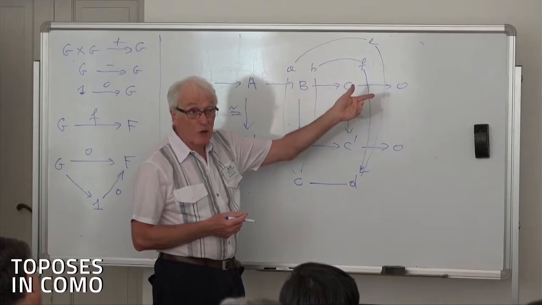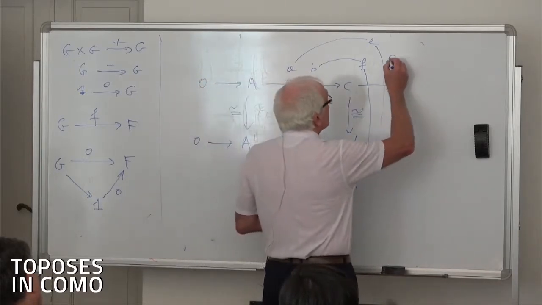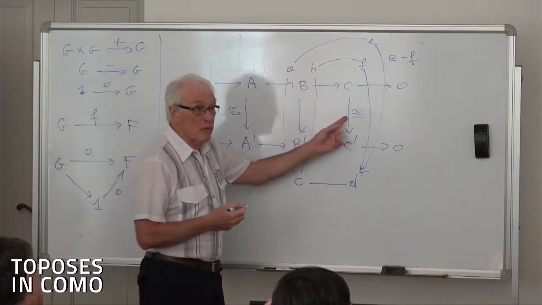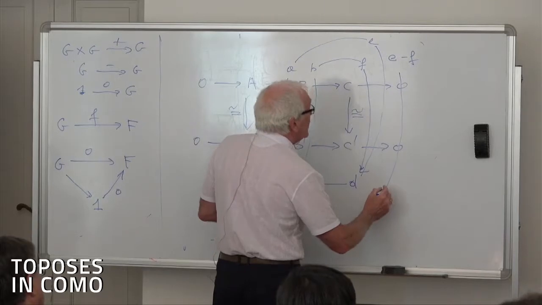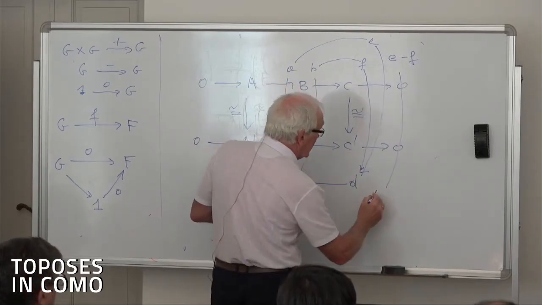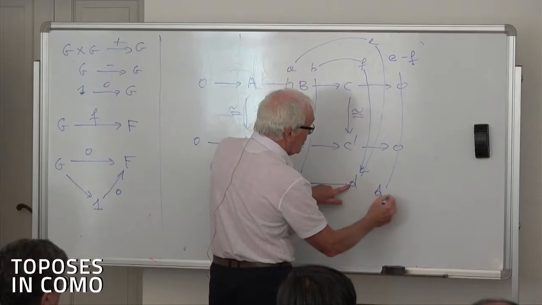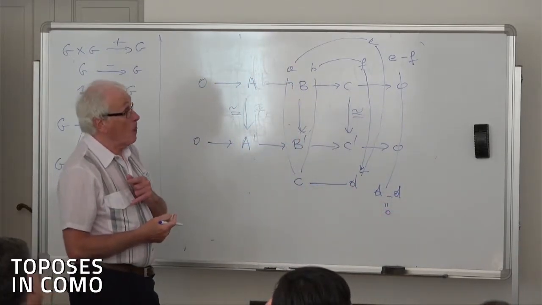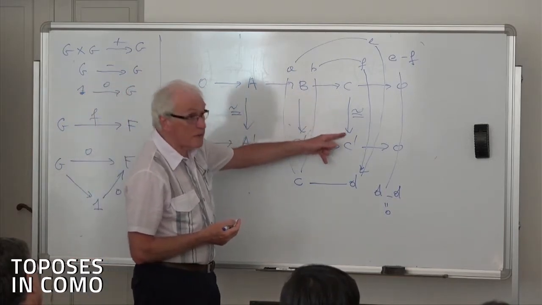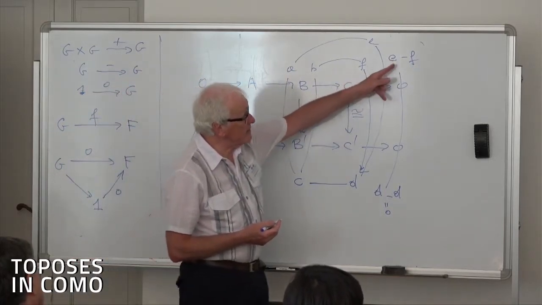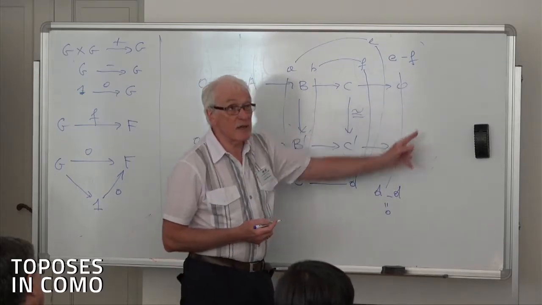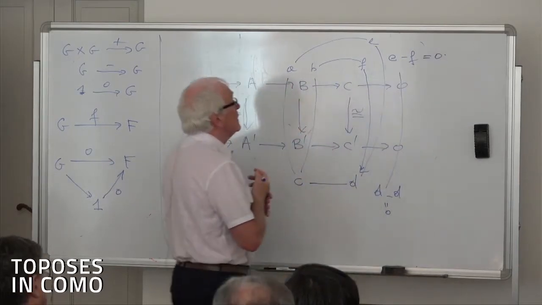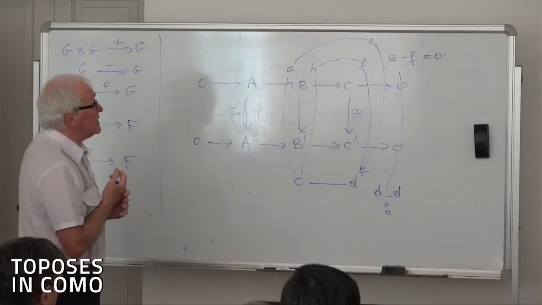I can apply the operation and get the term E minus F. This is a group homomorphism. E minus F goes on the image of E, which is D, minus the image of F, which is D. This is zero. But this is a monomorphism, so it sends this on zero. It sends zero on zero. So this is zero. So E minus F is zero.